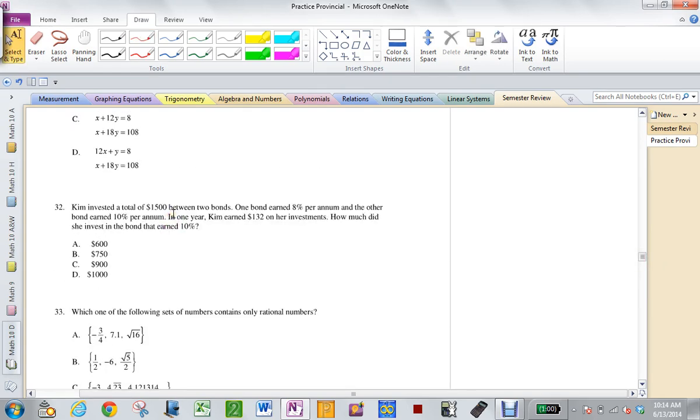Kim earned this. You guys had a lot of trouble with this. She invested $1,500 between two bonds. So she has an x investment and a y investment. And that equaled $1,500. One was 8%, so 8x, plus the other one was 10%, 10y, equaled $132. But remember, percents are decimals.